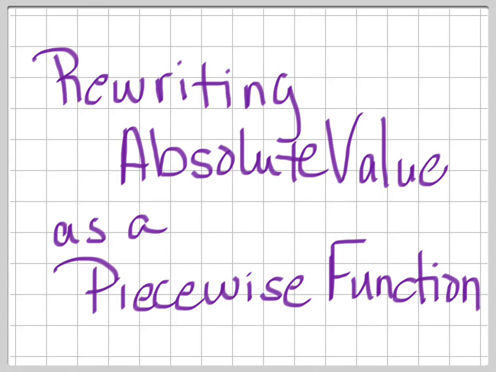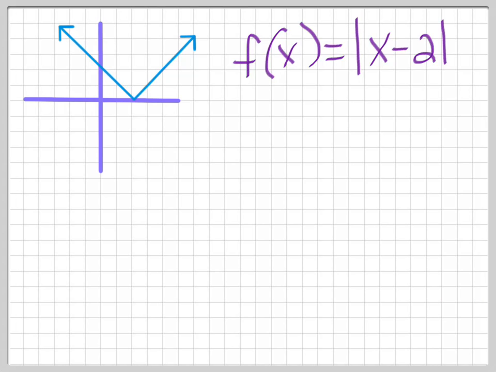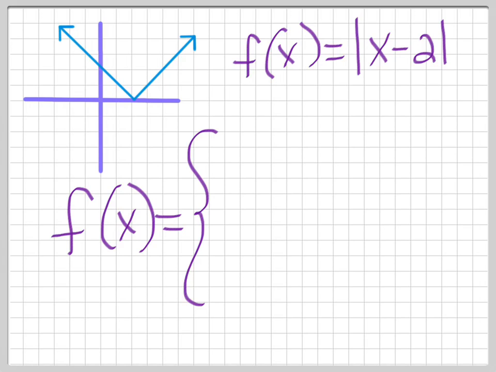Okay, guys, today we're going to learn about rewriting absolute value as a piecewise function. It's kind of obvious here that an absolute value function is a piecewise function. It has two pieces. The function that we have here is f of x is equal to the absolute value of x minus 2.